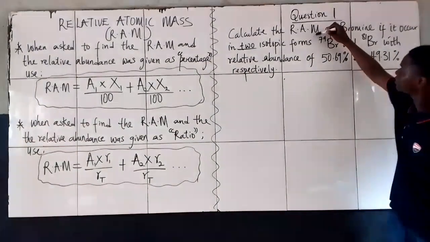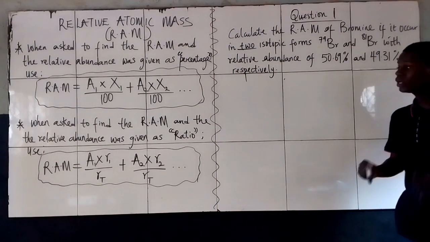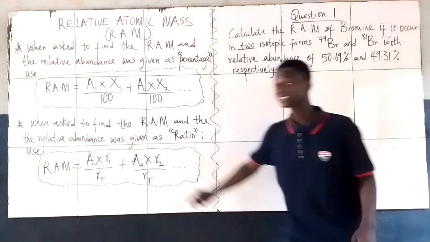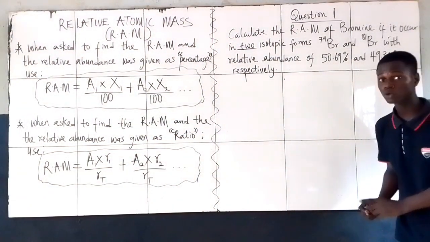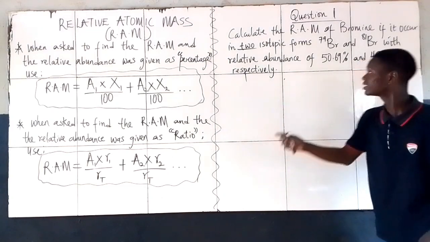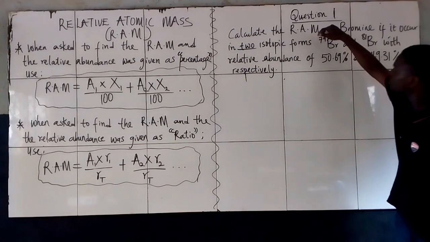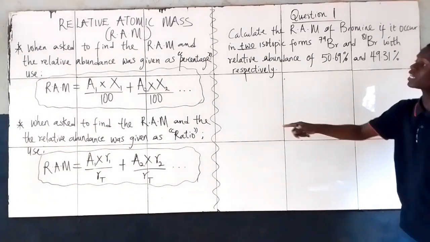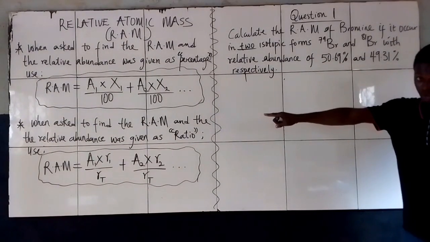Now observe, we are given the value for A, not Z, showing that for relative atomic mass, you make use of what? The atomic mass, not the Z, that is the proton number. You make use of the atomic mass and not the what? The proton number. I hope that is clear. That I'm using A. Observe that too, is it not?